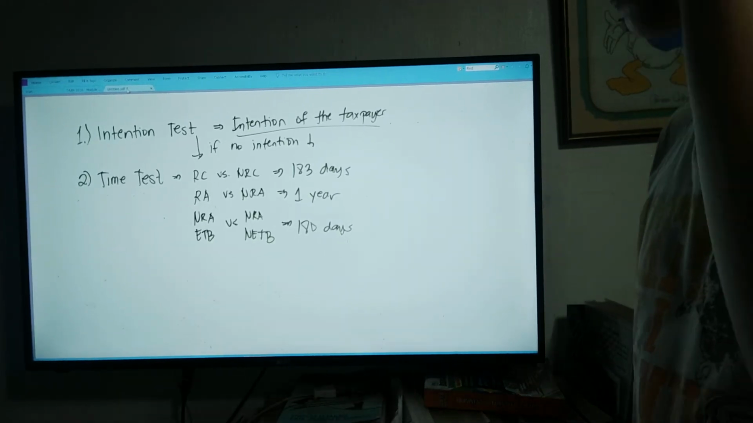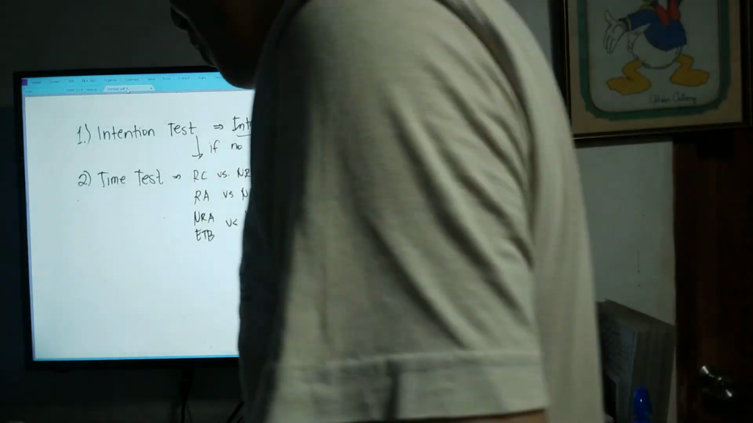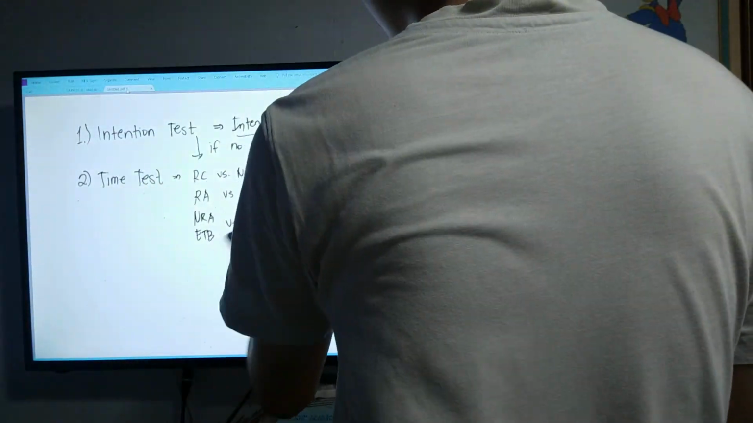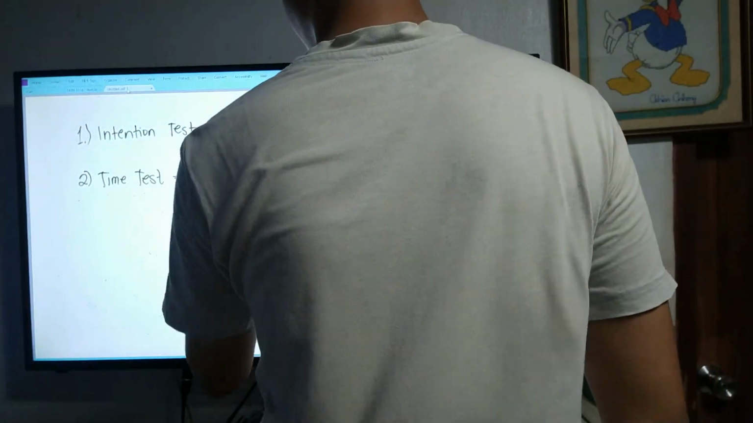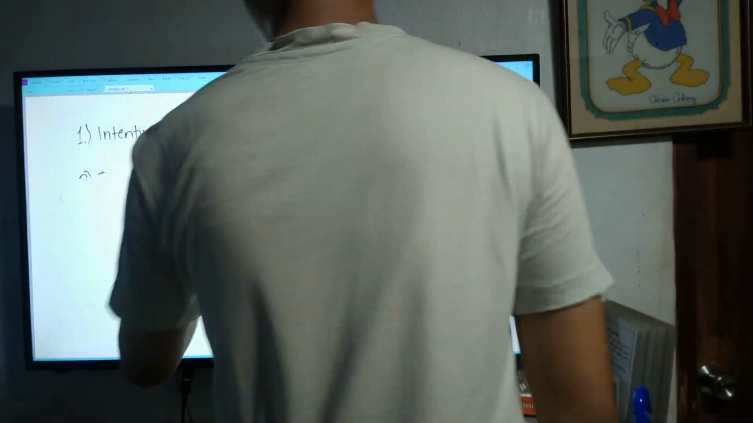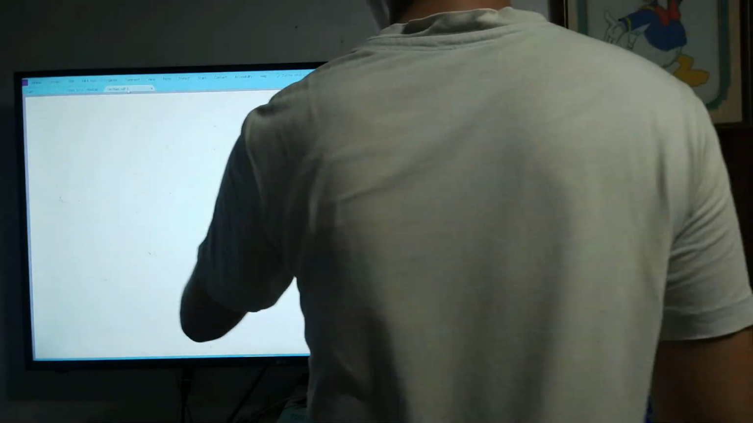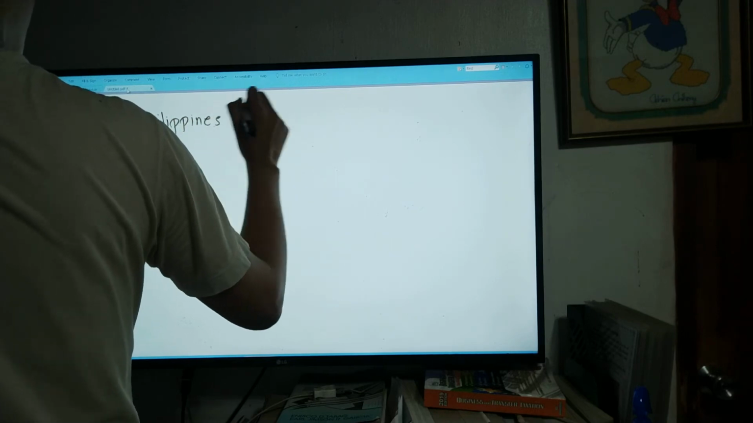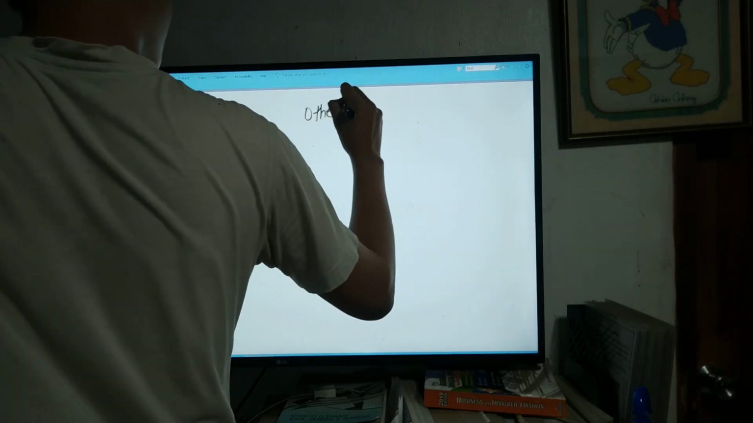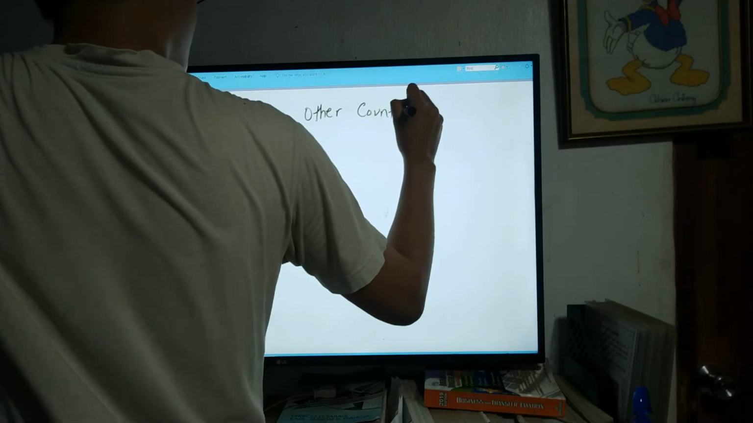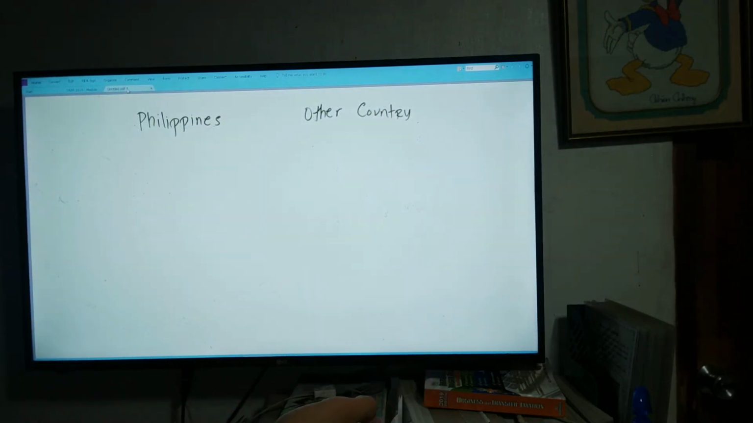Okay, so now, titignan natin yung equivalence test. Ano yung tinatawag nating equivalence, or test of equivalence? Yung test of equivalence po, say, Philippines, other country. Meron po tayong mga tinatawag na equivalence dyan.